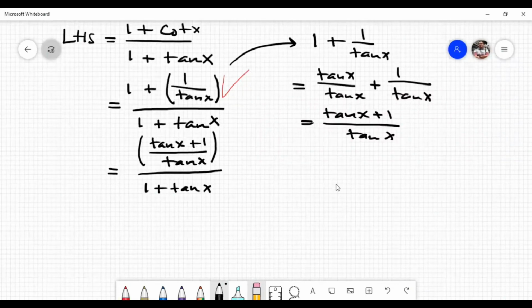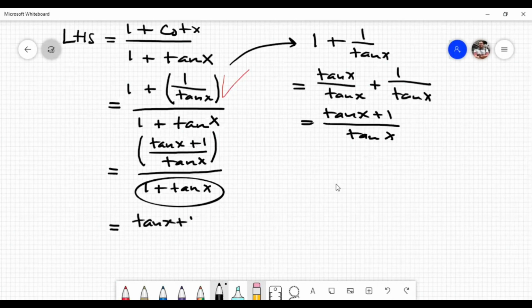Okay, next thing, we have fraction. And remember, fraction is division, right? So to simplify this, I make it into multiplication. So I flip this one, the denominator. So I will have tangent x plus 1 out of tangent x. I flip it, right. It's multiplication now. So it becomes 1 out of tangent x plus 1. Okay.